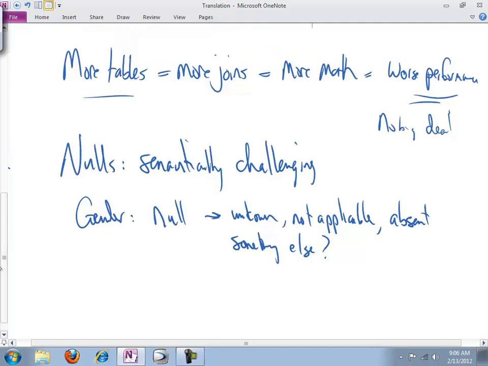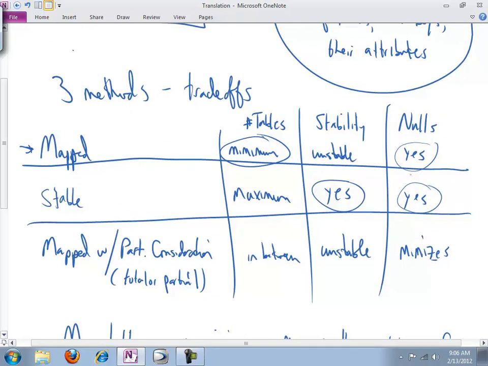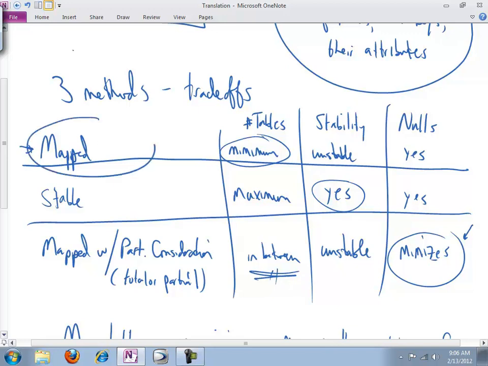So here's the bottom line in terms of considerations across these three different translation techniques. So, where things win out. Mapped will minimize the number of tables. Stable will remain stable no matter how your constraints change, how your participation or cardinality changes. And mapped with total partial consideration will minimize the number of nulls that you have, and yet at the same time, not provide too many tables. So it can be useful. We're going to go over all three. And as I said, the most common is mapped. And if you only have the wherewithal to master one of these, it probably should be mapped.